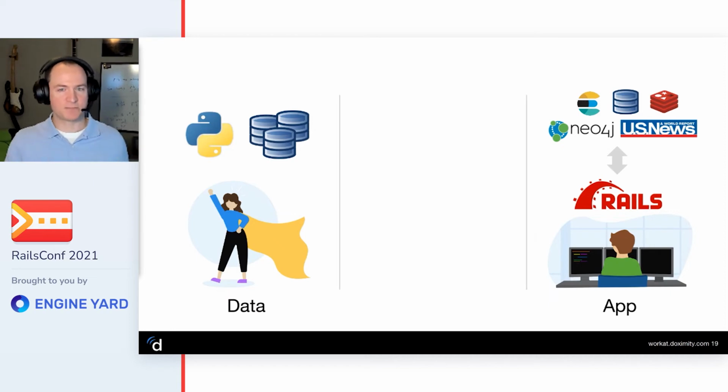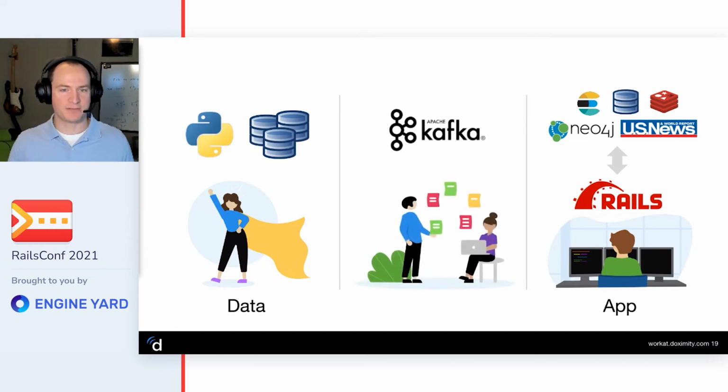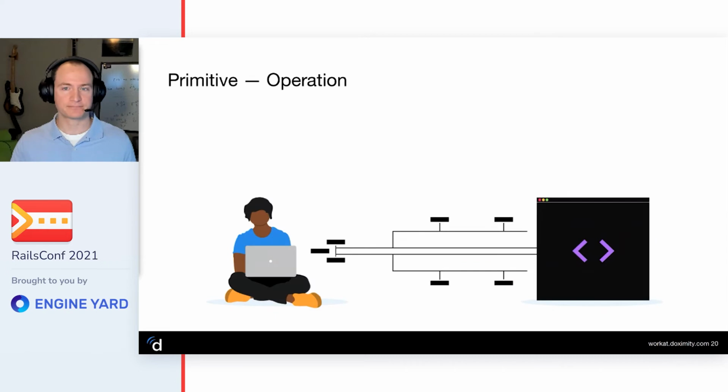We have our data team on the left and our application team on the right. We wedge Kafka right in between those two. And the way that it works is the data team is going to produce into a Kafka topic, and our application team is going to consume from that topic. Now, before we go into a little bit more details about how the data team produces and how the application team consumes, I want to talk about a couple of primitives that are core to our system.